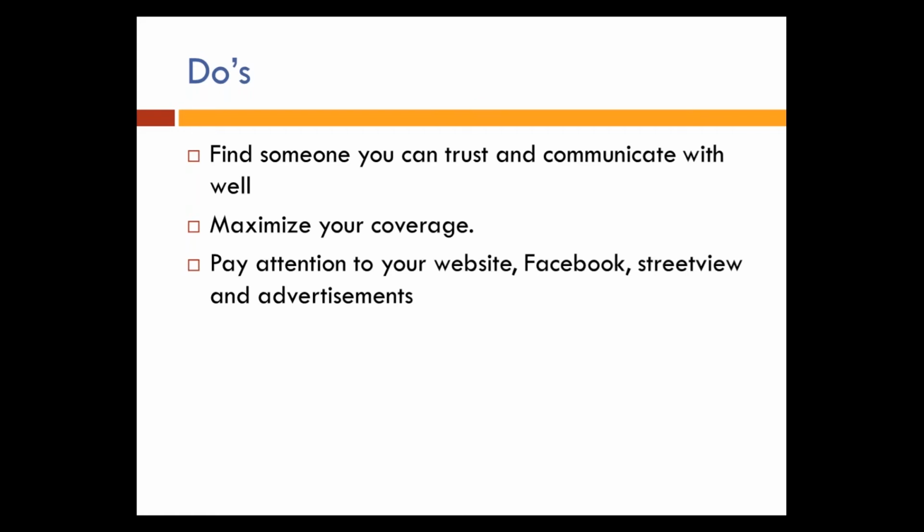also pay attention to your websites, Facebook, Street View, and advertisements. Underwriters, when an application comes in, it's the first thing they're doing now. It's going to the website, to Facebook and Street View. If you're not familiar with Street View, that's when you go onto Google Maps, you click on the street, and you turn the camera around to look at your storefront or your business location. That's what they're going to look at.